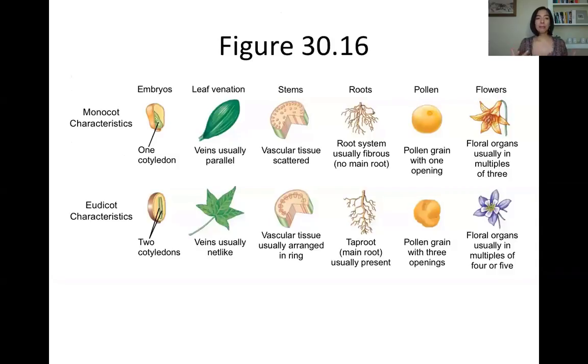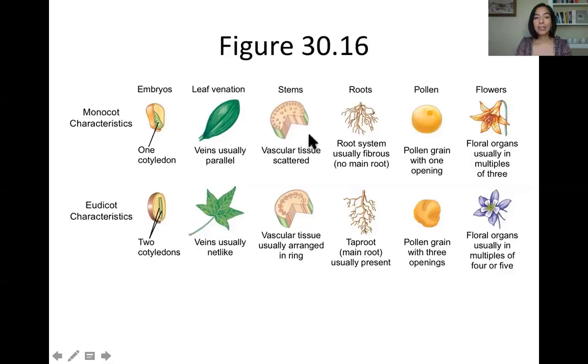Some of the main differences between monocots and eudicots are at the embryo level. As I mentioned, eudicots have two cotyledons and monocots have one. The leaf venation is another feature that distinguishes them. The leaf venation in monocots is usually, but not always, parallel. And in eudicots, it's usually net-like, as in this example.